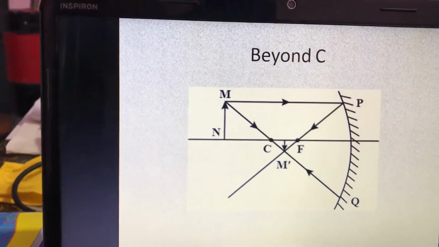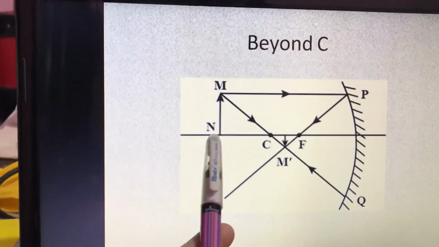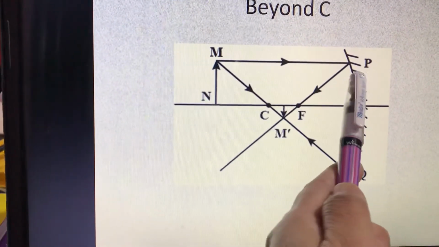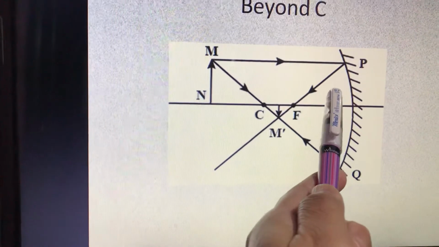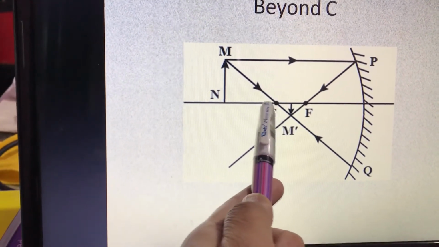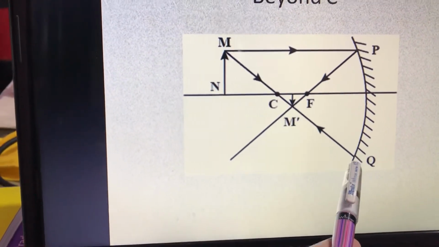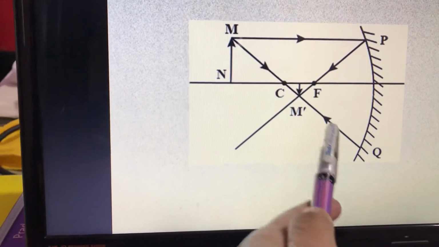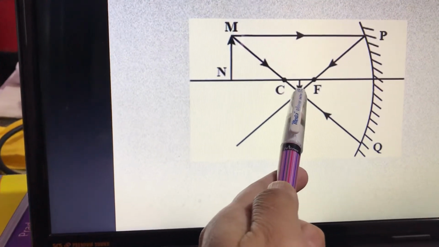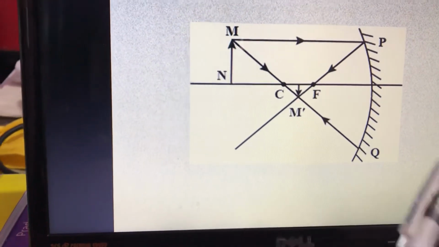Let's see the next position, beyond C. If the object is placed beyond C, then you take one ray parallel to the principal axis. After reflection, it will pass through the focus. Take one ray passing through C. After reflection, again it will trace the same path. So they will meet at this point. So the image formed is real, inverted and between C and F. Okay.